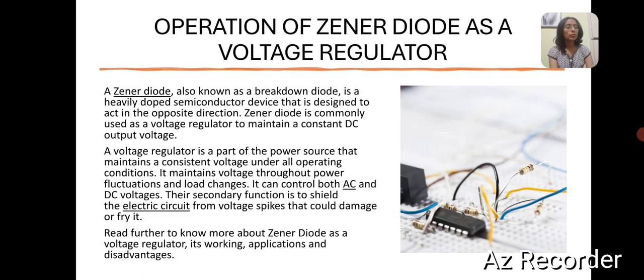It can control both AC and DC voltages. The secondary function is to shield the electric circuit from voltage spikes that could damage or fry it. Read further to know more about Zener diode as a voltage regulator, its working, and applications.